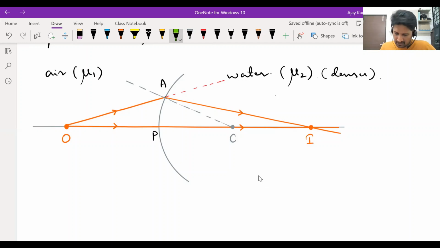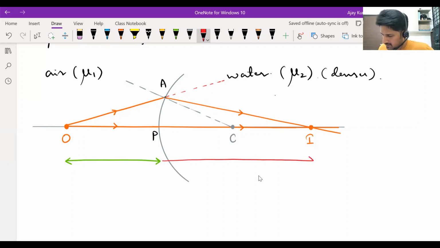Now, what our aim here is that we need to derive a relation between object distance, OP, and image distance, PI. Of course, it depends on the radius of curvature and also depends on the refractive index of the first medium and the second medium. It depends on mu1, mu2 and R, the relation between object distance and image distance. Because we need to know how much the light ray bends. How much the light ray bends depends on mu1, mu2. And the normal, you see, depends on the radius of curvature. So how much the light ray bends depends on the radius also.